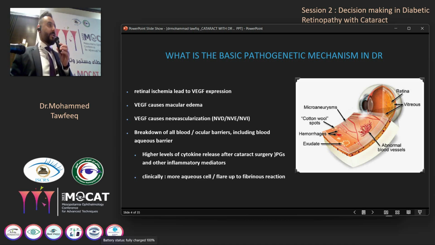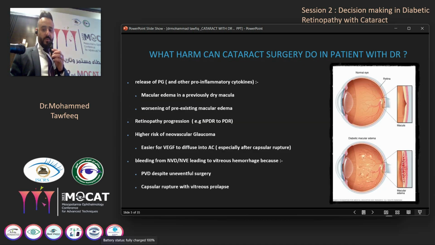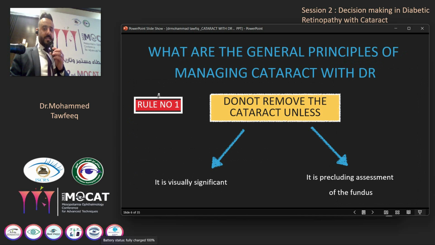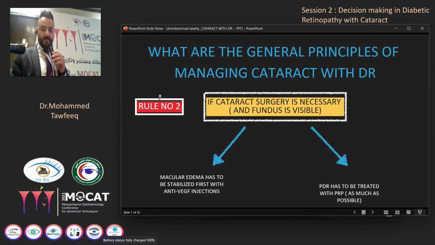But what is the relation with cataract surgery? We have to know the general principles in management of cataract with diabetic retinopathy. Rule number 1: do not remove the cataract unless it is visually significant or it is precluding the assessment of the fundus. This is very important. لا تشيل الكاتاراكت لأنه عنده كاتاراكت أو just إنه visual significance أو يمنع لك assessment of the fundus.